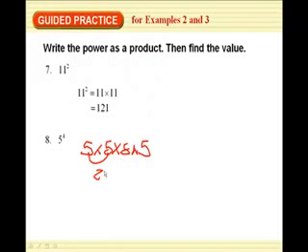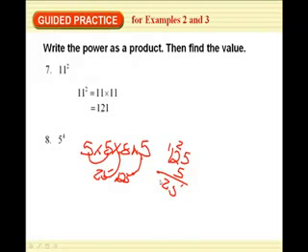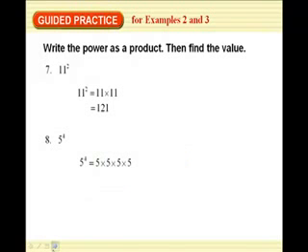5 to the 4th means 5 times 5 times 5 times 5. 5 times 5 is 25. 25 times 5 is 125. 125 times 5 is 625. So just a lot of multiplying, as long as you get the right numbers. Got it right.